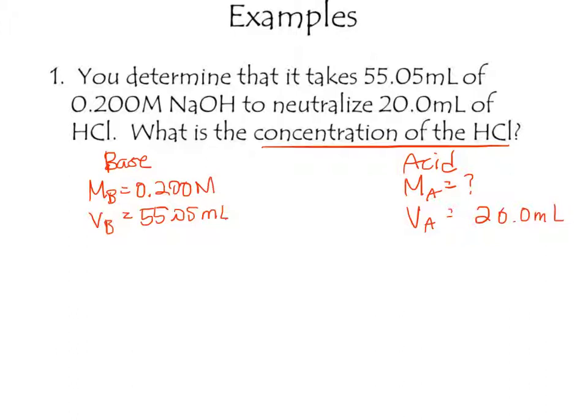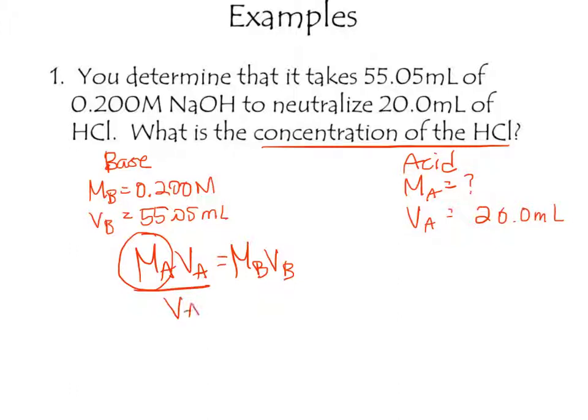Now, you can just use the titration equation, which is MAVA equals MBVB, and we're looking for the concentration. To isolate this, we divide both sides by VA, and the concentration of your acid should equal the concentration of your base times the volume of your base, divided by the volume of your acid. Let's plug in our numbers and get our answer.